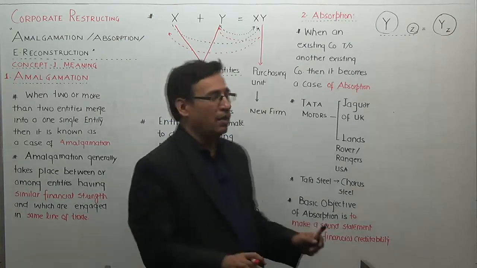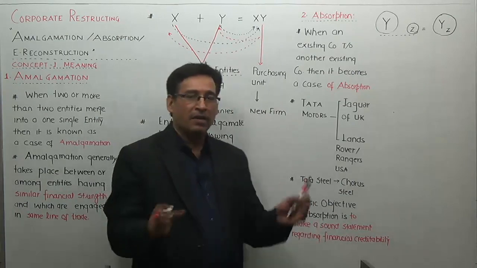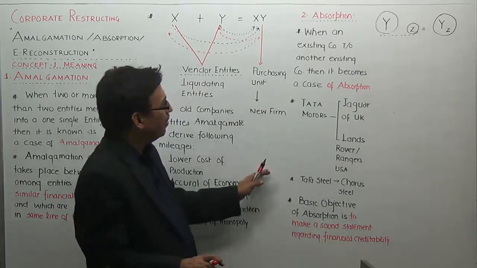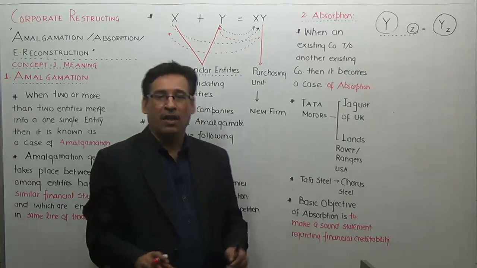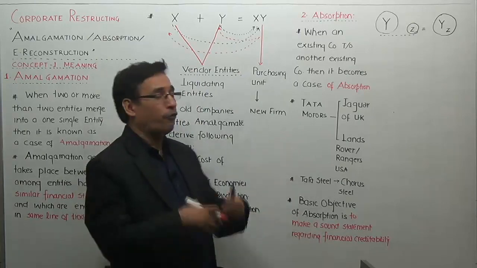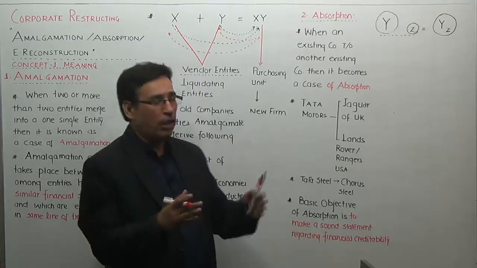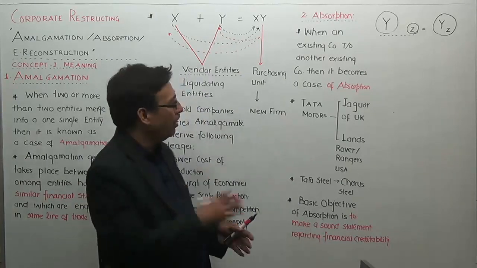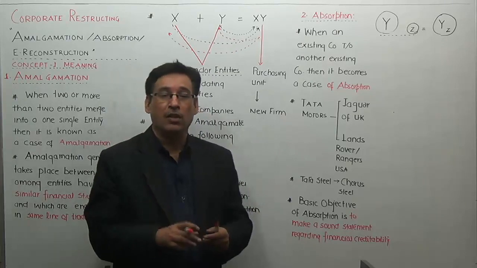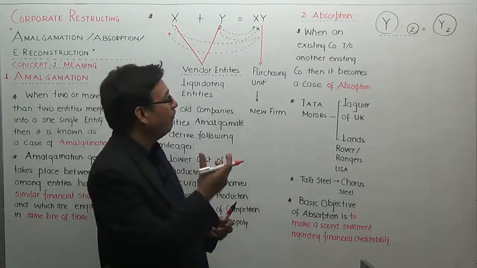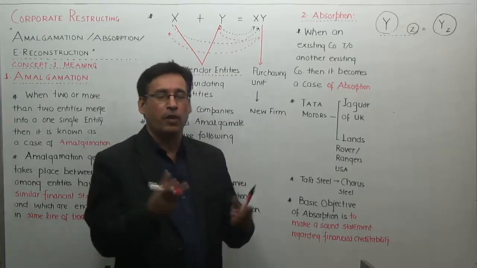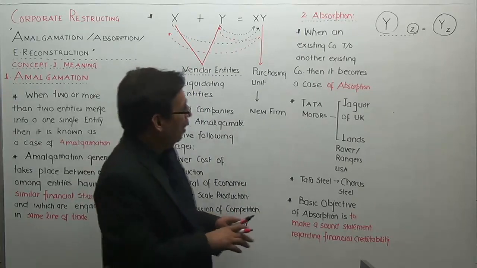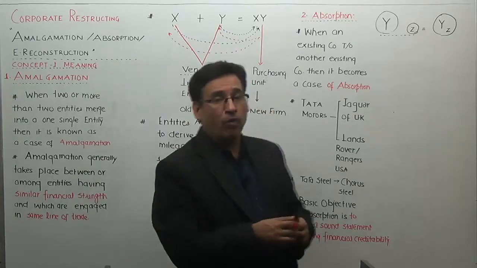So that is the reason why companies, as I have been saying, are interested in absorbing other entities. That doesn't mean their wealth will increase or they will become richer. But definitely they will get many indirect advantages which will help them in getting such aspirations fulfilled. Correct? So these are the two terms we have already discussed.